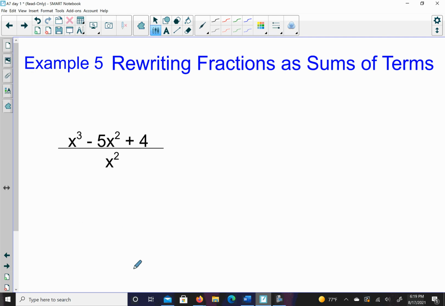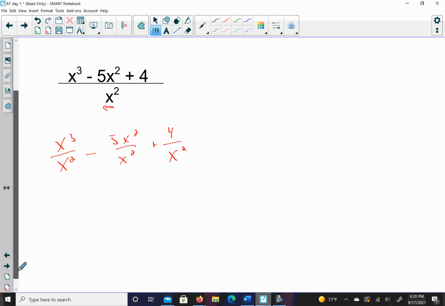I'll rewrite the fraction as the sum of terms. Again, here I have 1, 2, 3 terms. So I have a trinomial being divided by this monomial. So I'm going to go term by term. So I'm going to have x to the third divided by x squared, minus 5x squared divided by x squared, plus 4 over x squared. Especially on a test or a quiz, it's worth the time to write it term by term to show your work so you know what you're doing.